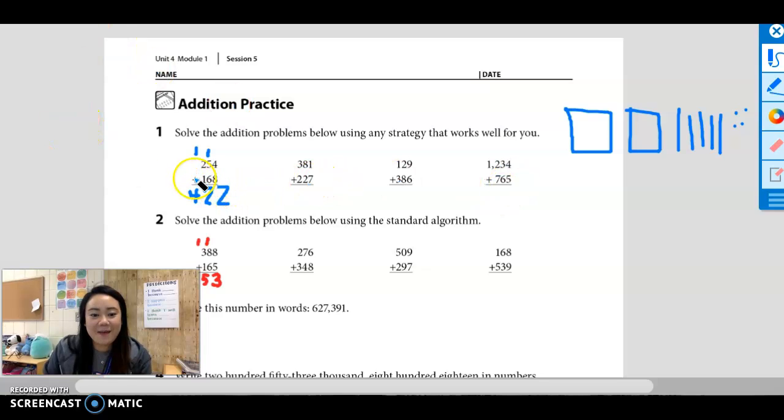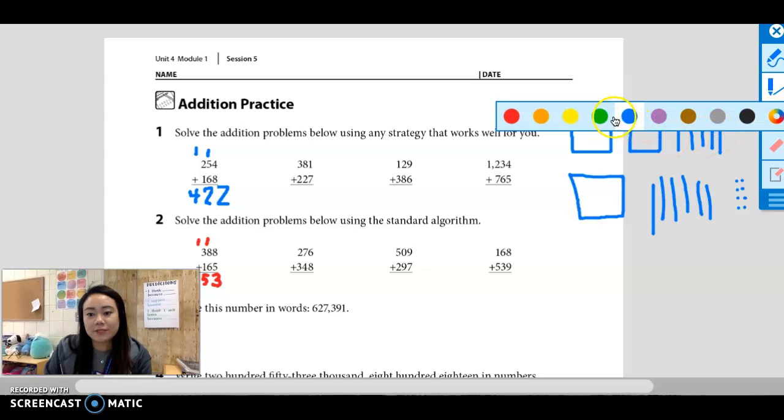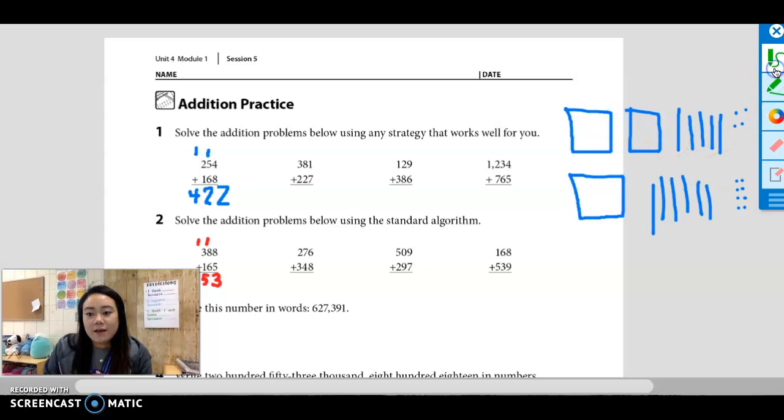And then I'm going to add 168 to it. So that's 100, 1, 2, 3, 4, 5, 6. 1, 2, 3, 4, 5, 6, 7, 8. All right, I'm going to change my pen color so you can see me here. And what you're going to do now is we're going to add it. So I'm going to do a plus sign so I know.